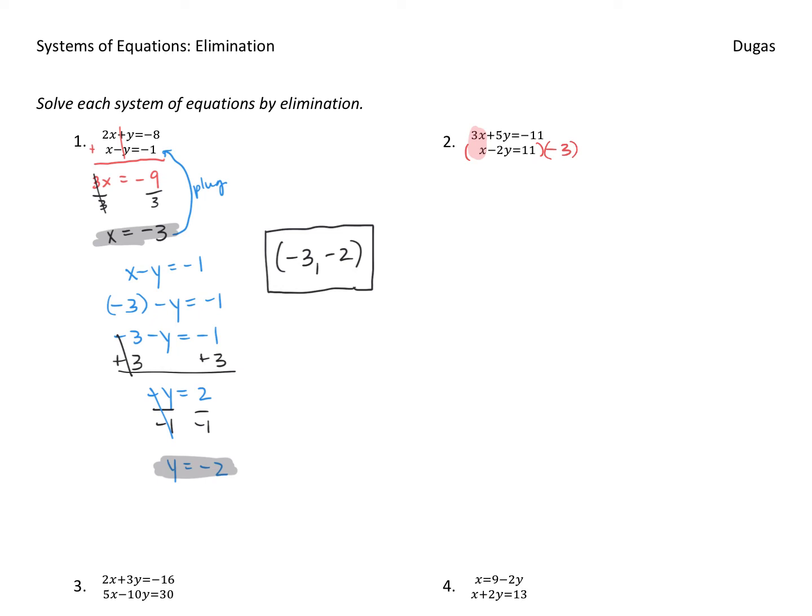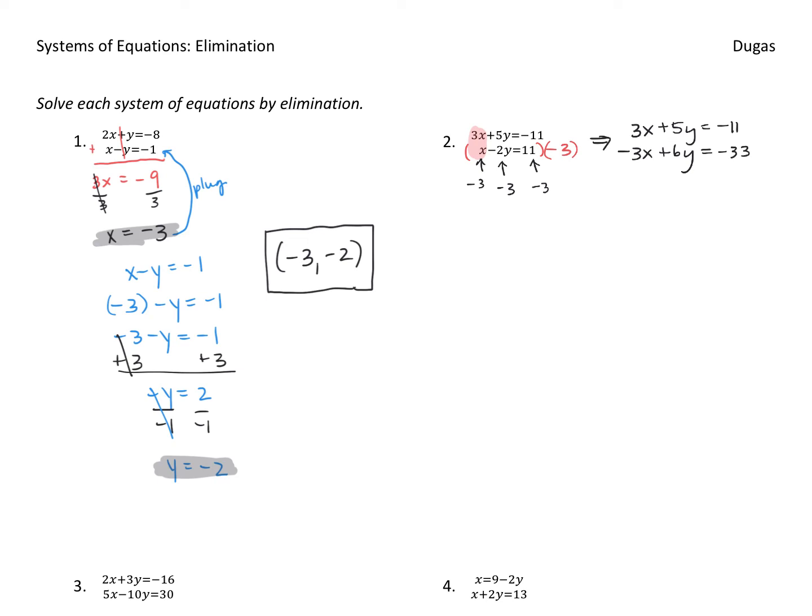So let's see what I get when I do that. The top equation I'm leaving the same: 3x plus 5y is equal to -11. The second equation, I'm going to multiply everything by -3. So it'll be -3x, right? And then this is times -3, so that'll be a positive 6y. And then -3 times 11 is -33.